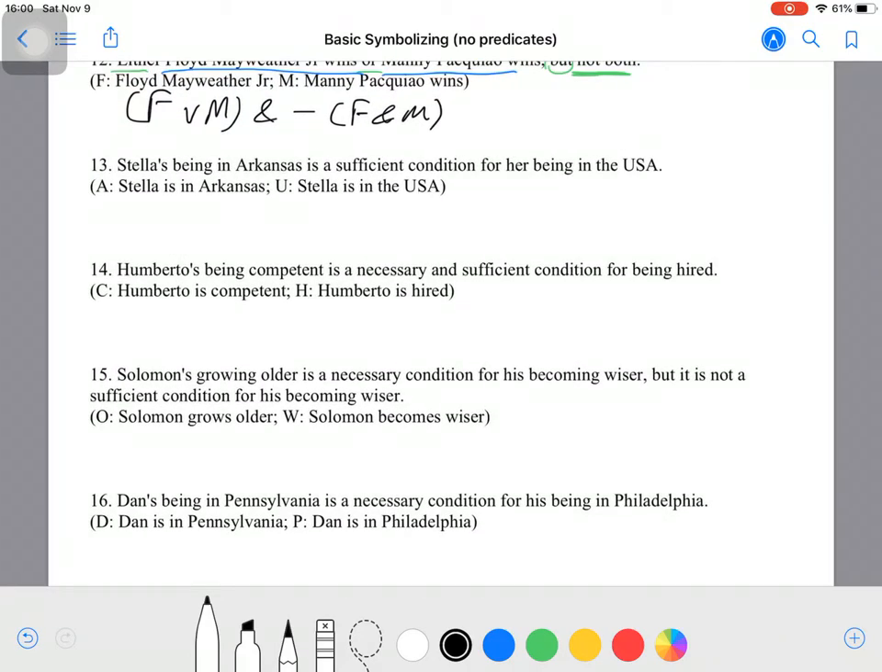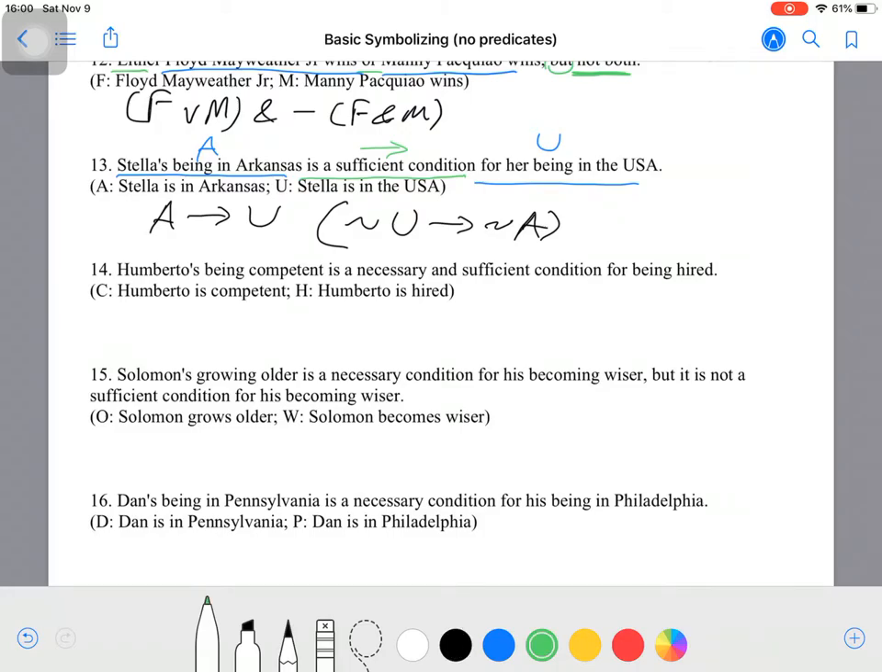Going on to 13. Stella's being in Arkansas is a sufficient condition. In other words, it is enough for her being in the U.S. So that's an A. And then being in the U.S. is a U. So this one also is straightforward. If Stella's in Arkansas, then she's in the U.S. This also means that we know if Stella is not in the U.S., then it can't be the case that she's in Arkansas.